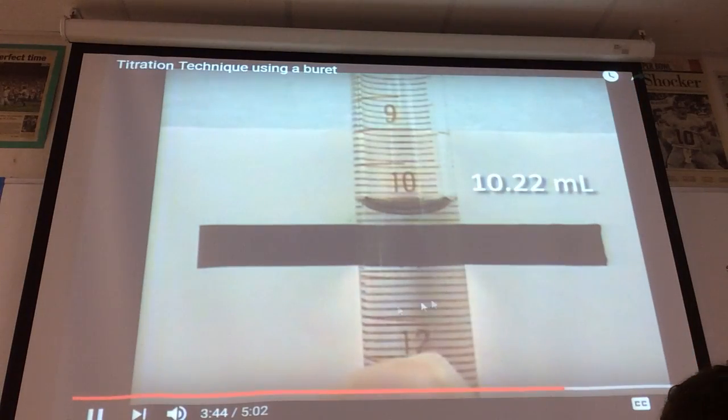Obtain a final reading. And again, the volume titrated is the difference between the initial and final reading. The concentration of the analyte can now be calculated.